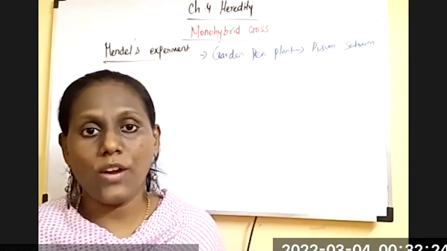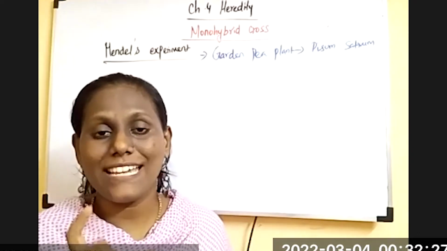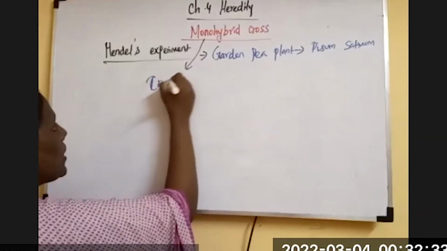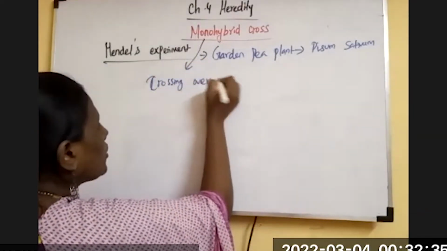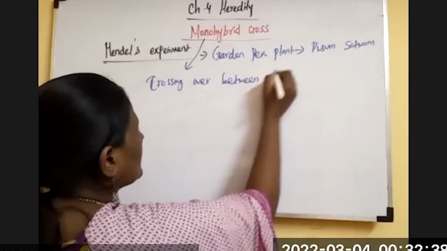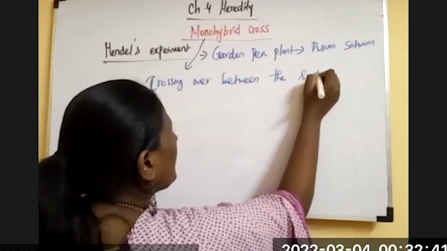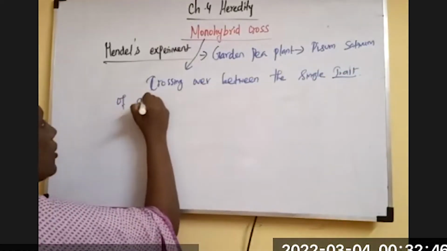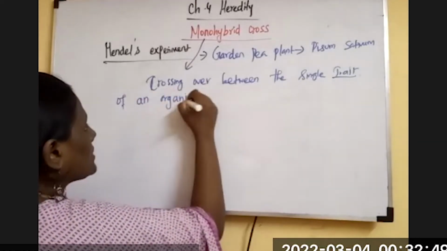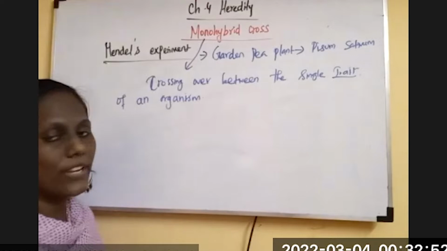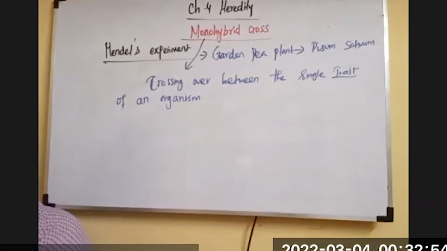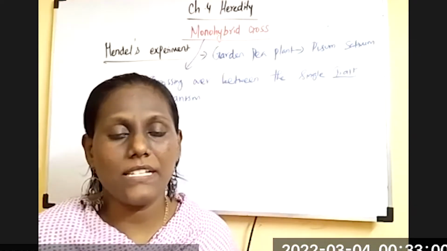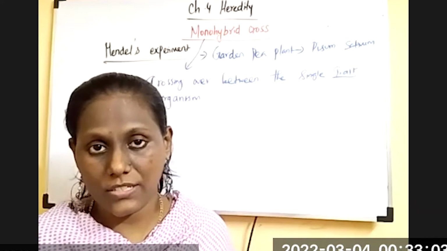Now coming to this monohybrid cross. The name says mono, the crossing over between the single trait. Trait, I already told you what a trait means: the character of an organism. So the crossing over is between the single trait of an organism. Trait means character. So this pea plant has characters.